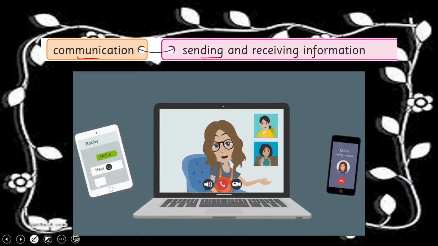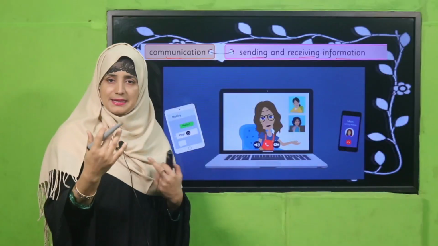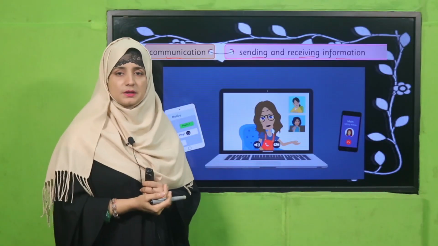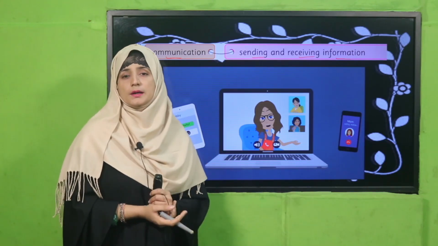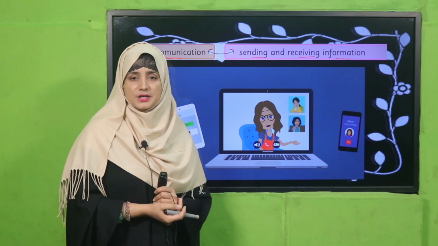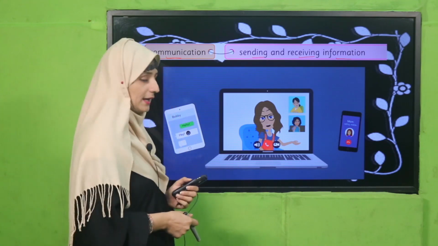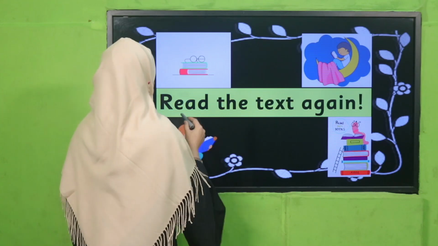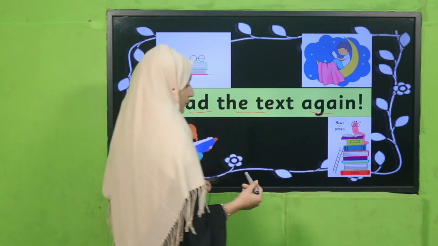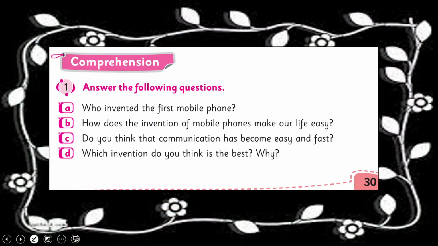Communication. What is communication? Sending and receiving information. When we talk to each other, it can be live talk, direct communication, and it can also be when we talk by using an electrical device, like a mobile phone or telephone. So read the text again.